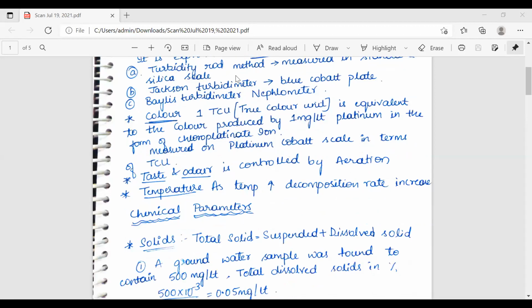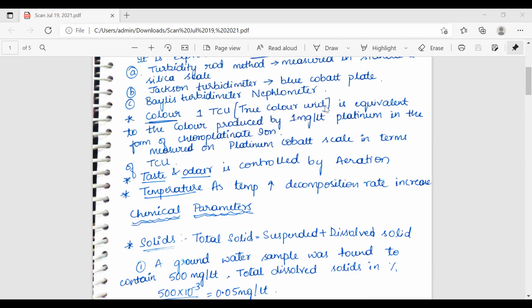Now, when I talk about color, color is measured by using the color matching technique. It is usually measured on the platinum cobalt scale in terms of TCU. So what is 1 TCU? TCU is true color unit. One true color unit is equivalent to the color produced by 1 milligram per liter platinum in the form of chloroplatinate ion. This measurement is also called the Hazen unit.